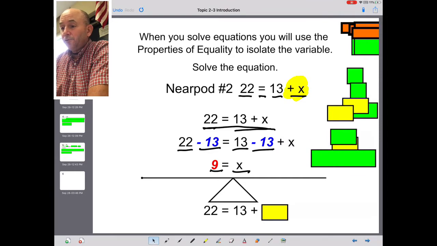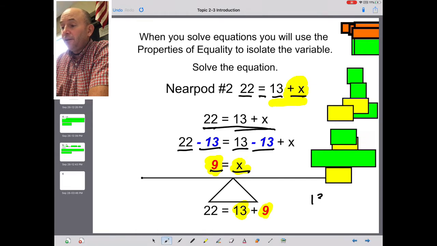So what we're going to do is take this 9, which should be the value of x, and plug it into our original equation and see if it works.